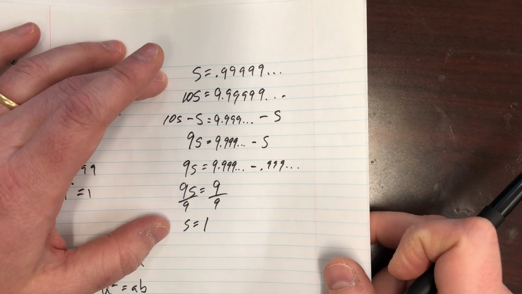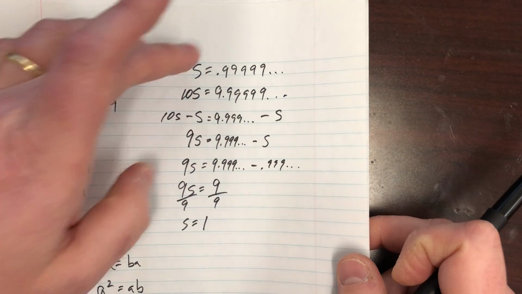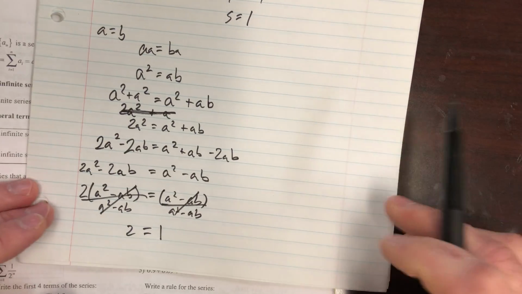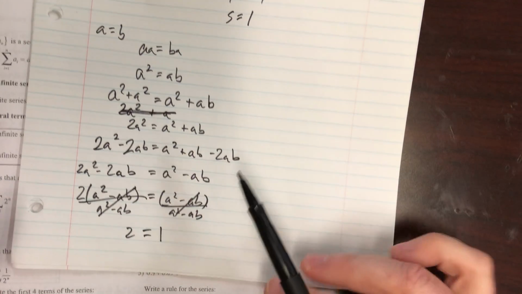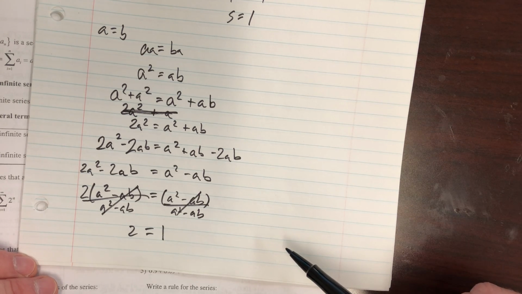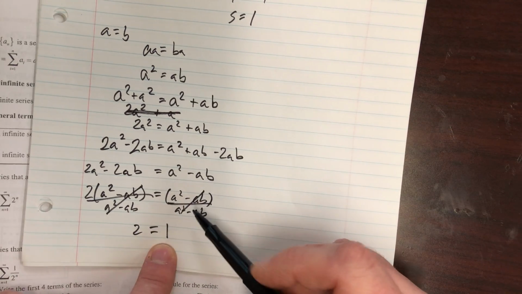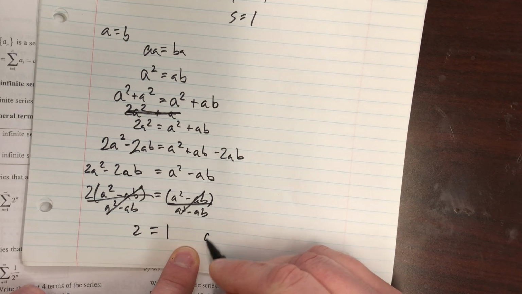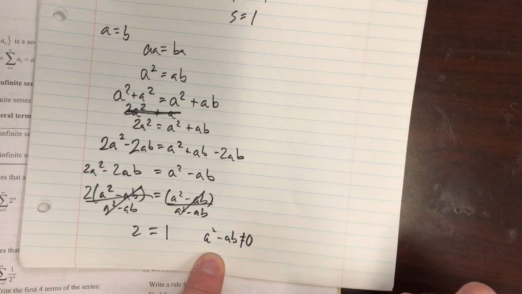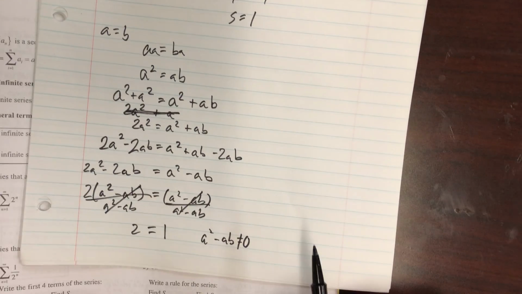So even though this deals with these weird numbers, everything here is a valid legal move. There is a singular illegal move that we do here that allows us to say that 2 is equal to 1, so long as A squared minus AB does not equal 0. If A squared minus AB equals 0, we're dividing both sides by 0, and that's illegal.